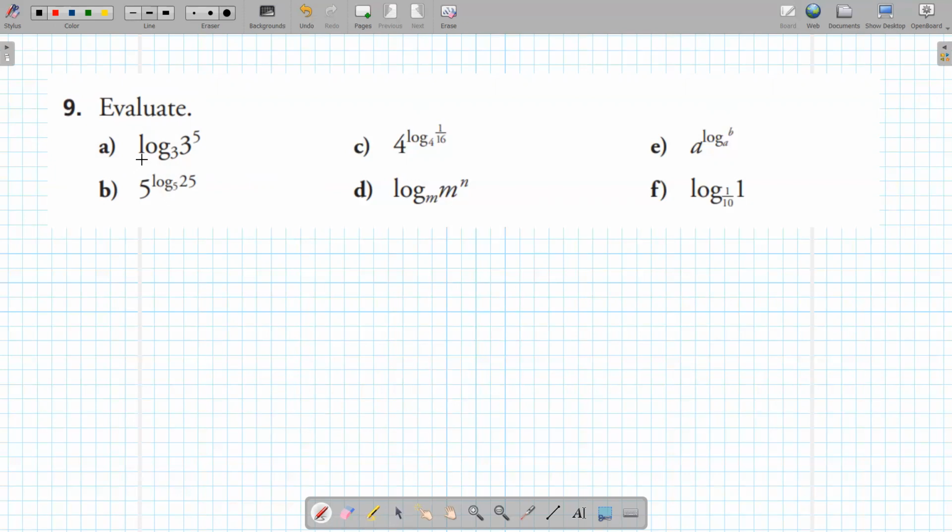Okay, let's go to 9A. The answer to A is straight up a 5. Why is that? If you can see it, we have a log function here with a base 3, and then we have an exponential function here with a base 3. They're inverses of each other. They cancel each other out. Can you tell me what the answer to B is? It's the same idea, but in the flipped order, in the reverse order.